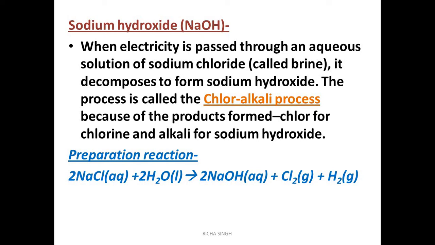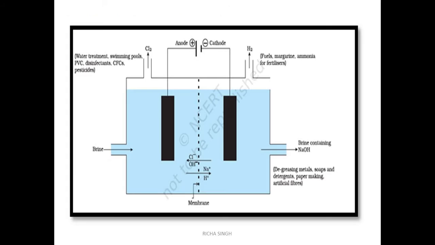So let's study how this process takes place. You can see here the electrolysis is being done and the electrolyte used is brine, again sodium chloride in water. Then we have two electrodes connected to the positive and negative terminal of the battery. The electrode connected to the positive terminal is the anode and the electrode connected to the negative terminal is the cathode. So when electric current passes through this solution, we will get different ions. What will be the ions here?